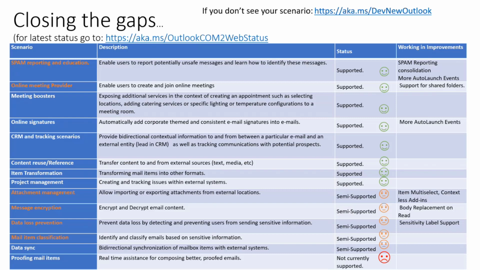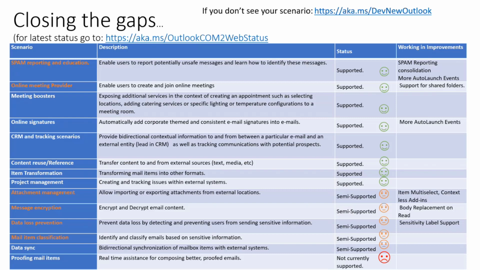And in the last column, you will see features that our team is currently working on in order to support them. For attachment management, for example, we have strong feedback that you need to select multiple items. So you want to upload, for instance, a set of items into SharePoint. Well, today that doesn't work with web add-ins. You can only select one item at a time. So we are now supporting multiple selection and context-less add-ins, which basically means that your add-in can be present even if no items are selected, or if you don't have a reading pane active.